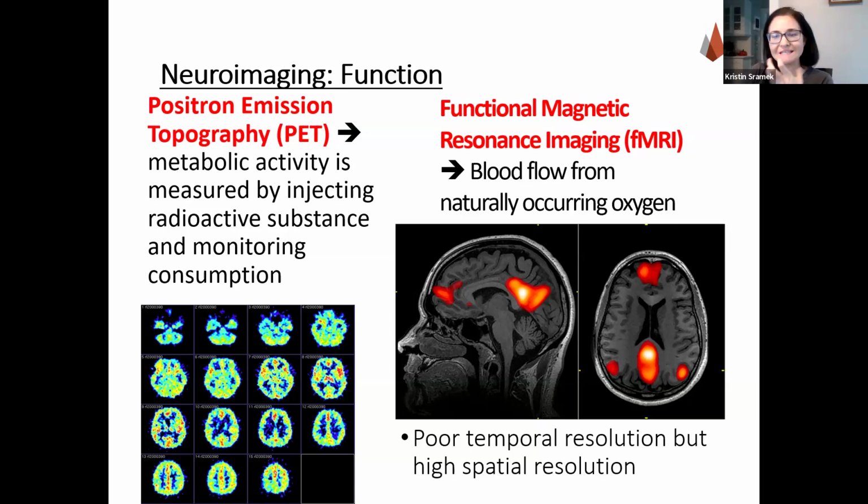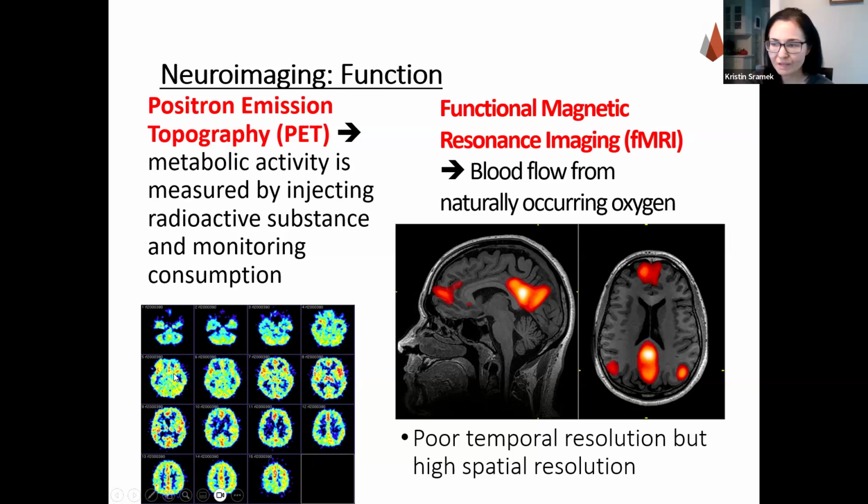And what they do is they actually inject a radioactive substance into the bloodstream and watch as it circulates through the brain. And wherever that's occurring, then we understand that there's more activity. So the metabolism of that radioactive substance is demonstrating more activity. And so here you can see a little bit more about where things are happening, right? Where is the activity?